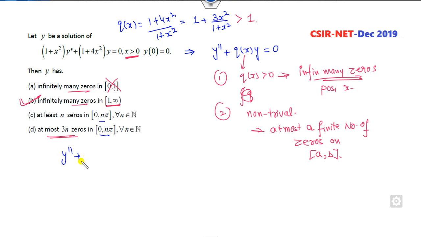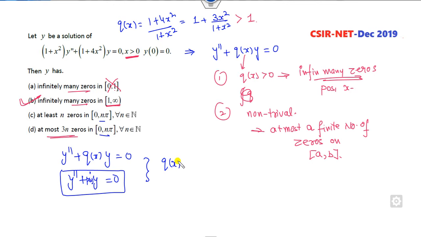If I see here, if I just simply take this, clearly this differential equation can easily solve the problem. If I take the two problems in such a way that q of x is greater than p of x, then the number of zeros here depends upon the roots of p of x. So what you can do, if I simply take p of x as 1 and q of x greater than 1, that means this property is satisfied.